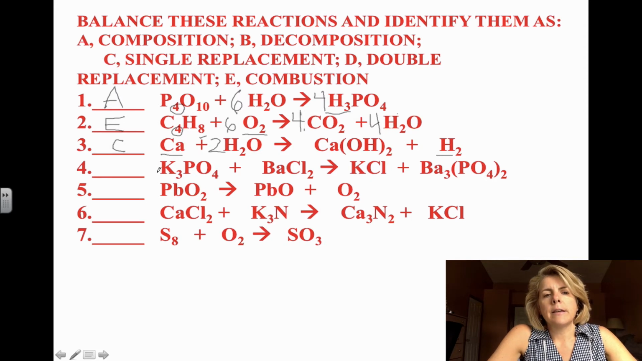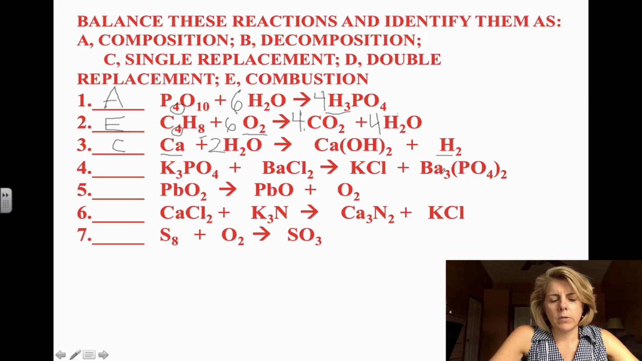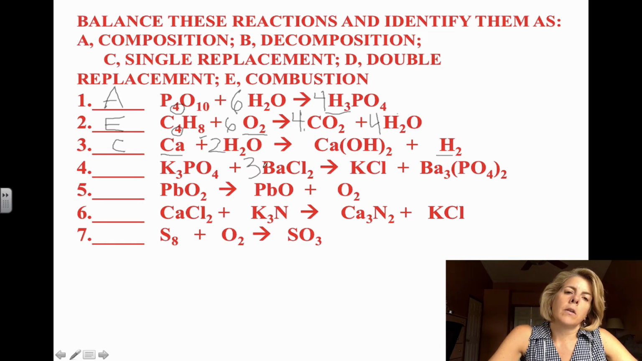And then lastly, I want to balance out potassium phosphate with barium chloride, which yields potassium chloride and barium phosphate. So the question is, how do I balance this? Well, I would start off, there's a 3 in front of here. I could put a 3 here, but I'm going to hold off. I notice there's an understood 1 in front of barium, and then there's a 3 here. So I'm going to try putting a 3 in front of barium chloride. So that balances out the barium.